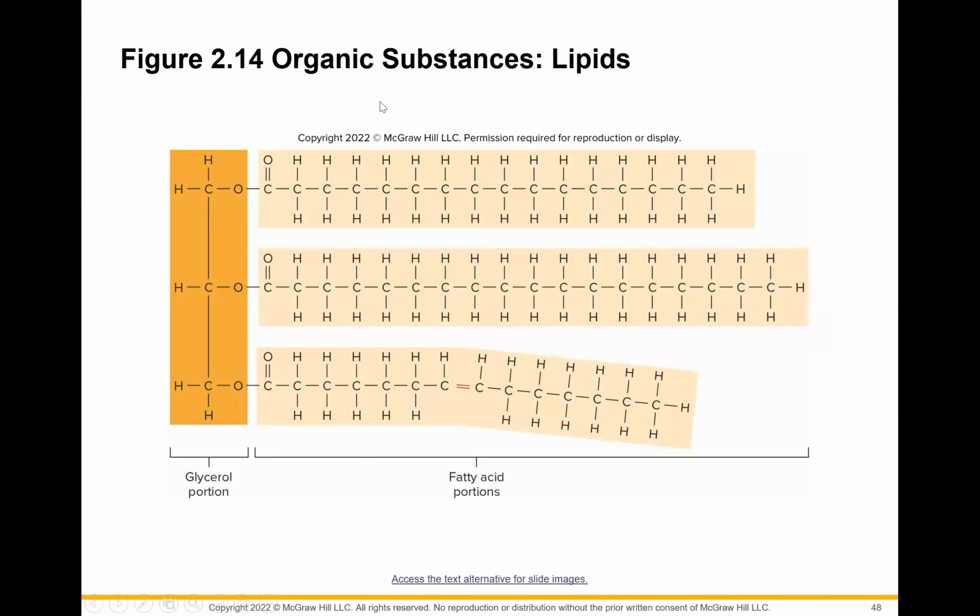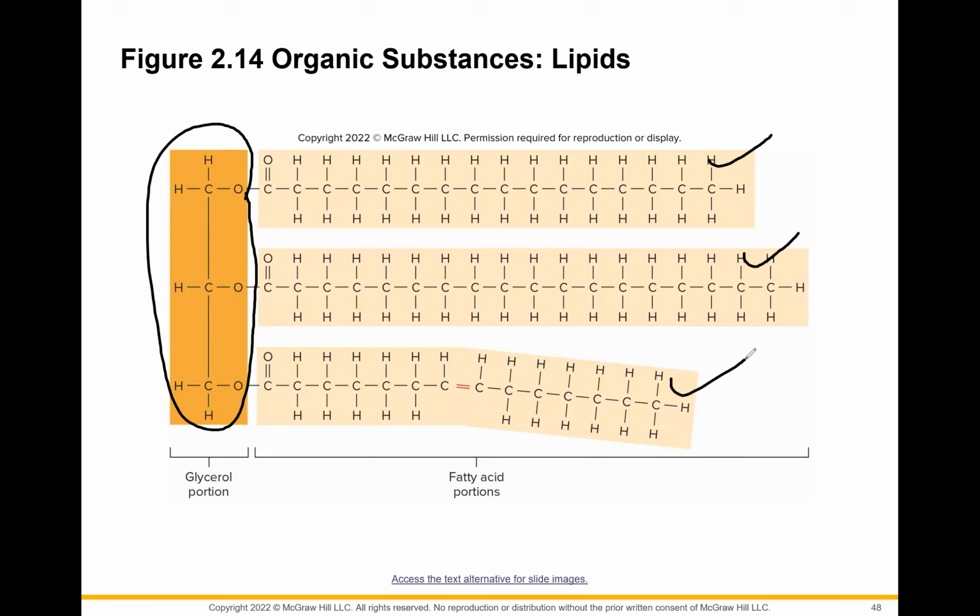So here's a nice little picture to see of the idea of the triglyceride. So again, triglycerides are our fats. We have a glycerol portion, and then we have 3 fatty acid tails. And as you notice, the tails don't have to be the exact same type, but this is your example of a triglyceride.